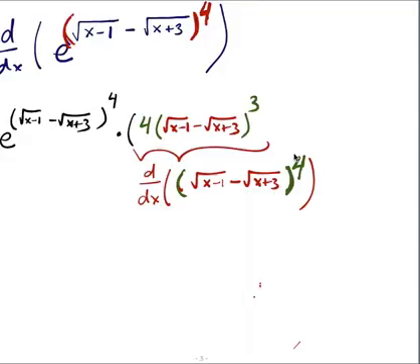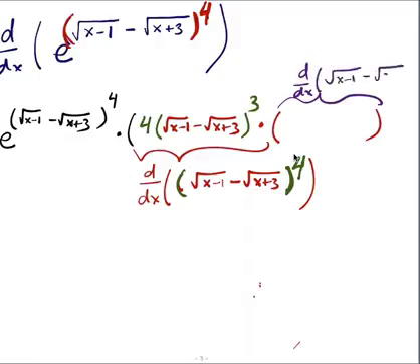Times the derivative of... let's see here. Is it okay if I do it right up here? Derivative of square root of x minus 1 minus square root of x plus 3, which is what I'm going to put right there. And then I can close off. So far, so good? Yeah? Does that make sense?